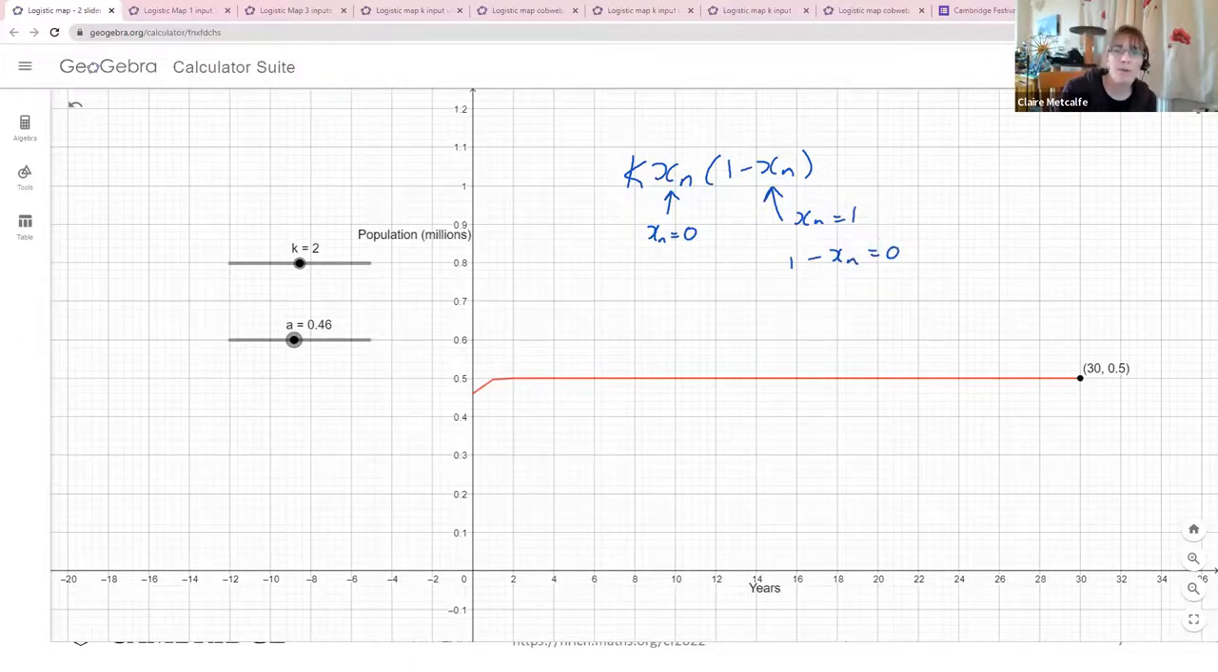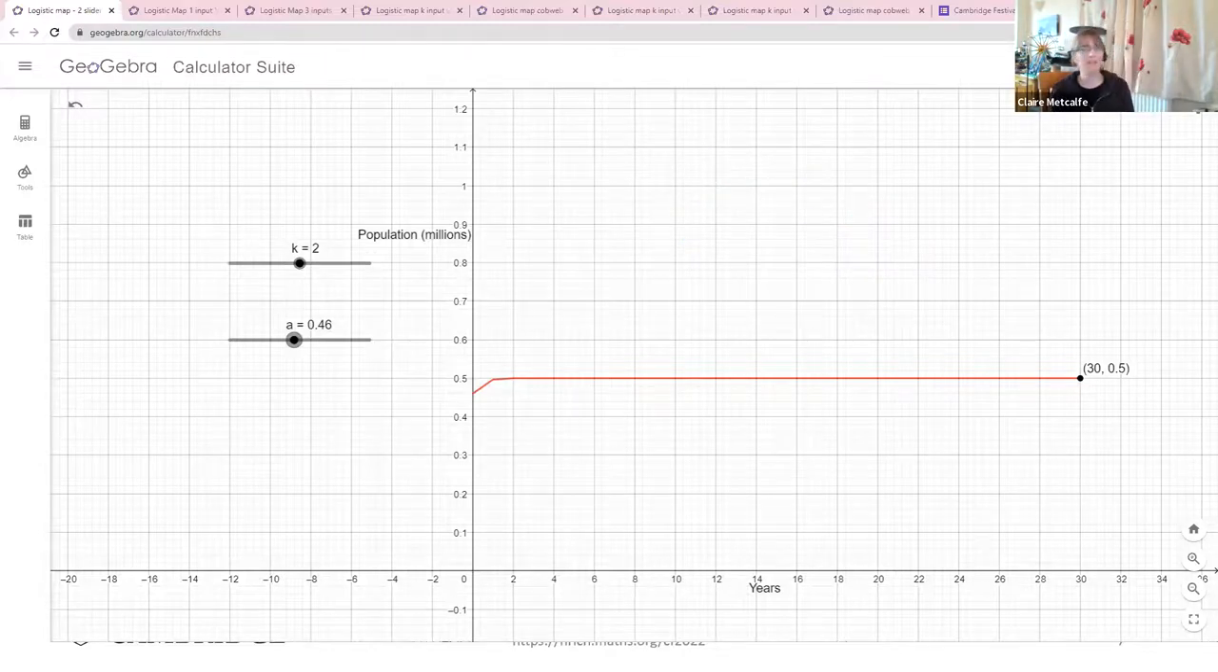So for the rest of the webinar, I would like you, if you can, to use this GeoGebra page to investigate what's going to happen. There's a link in the chat. If you've got a spare tab, you can paste that link into the tab and then have a play.